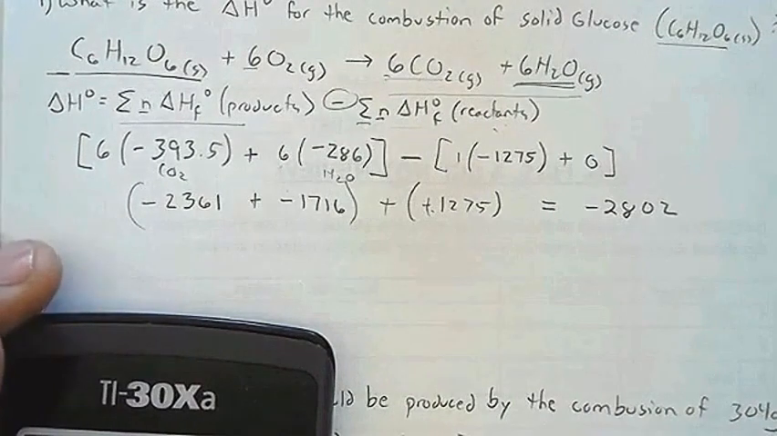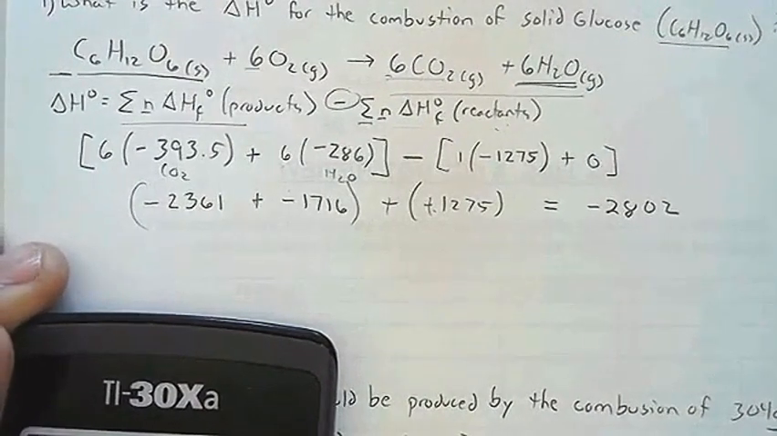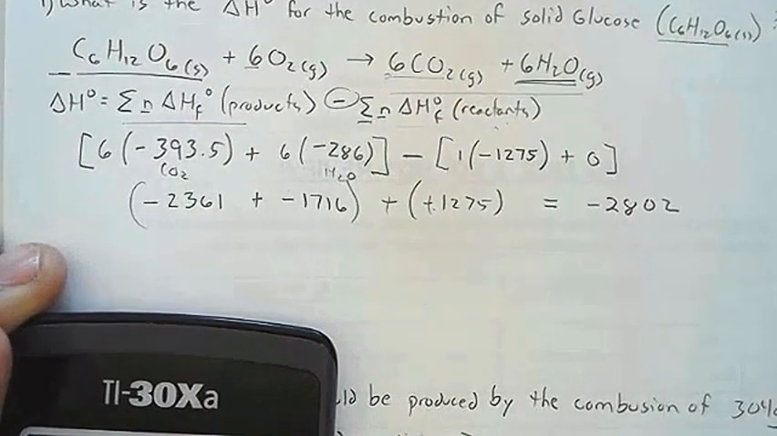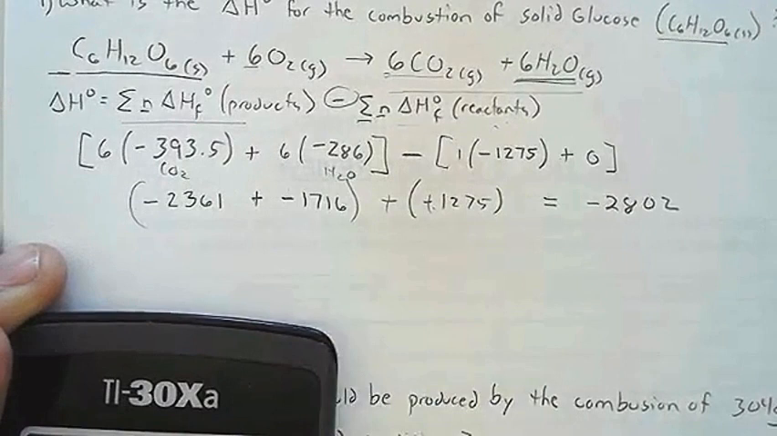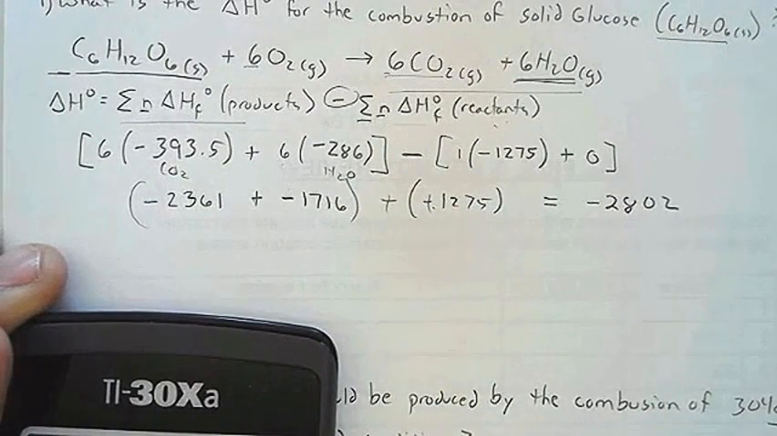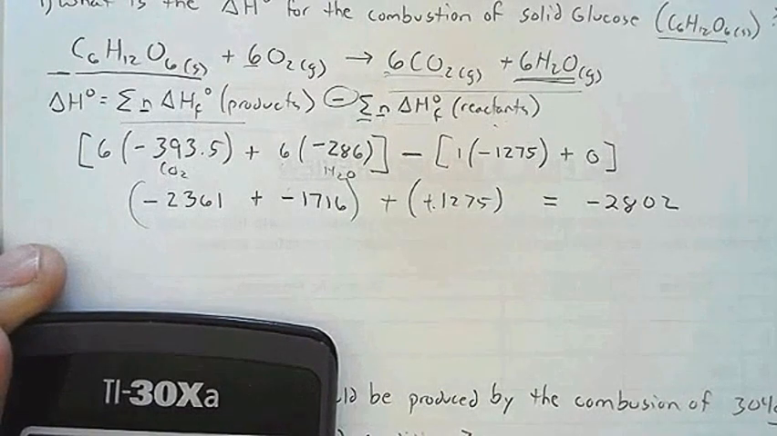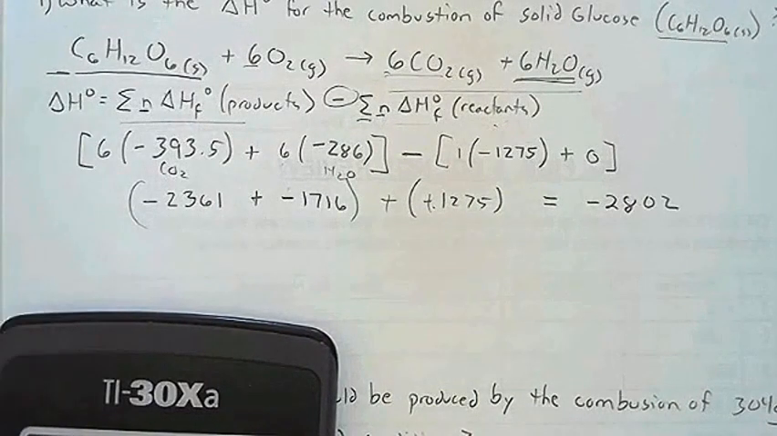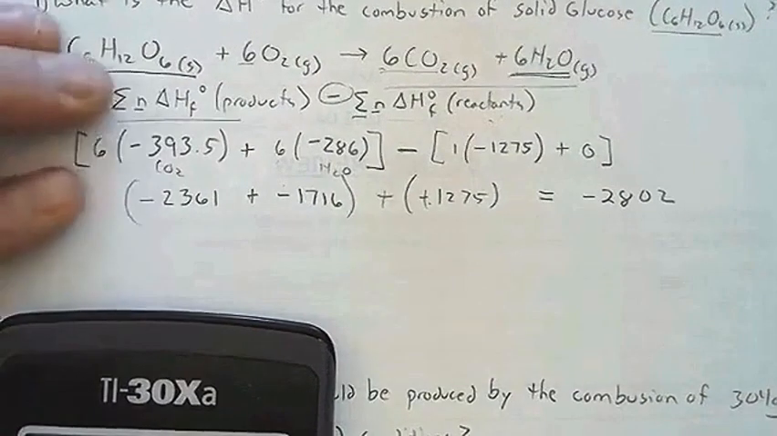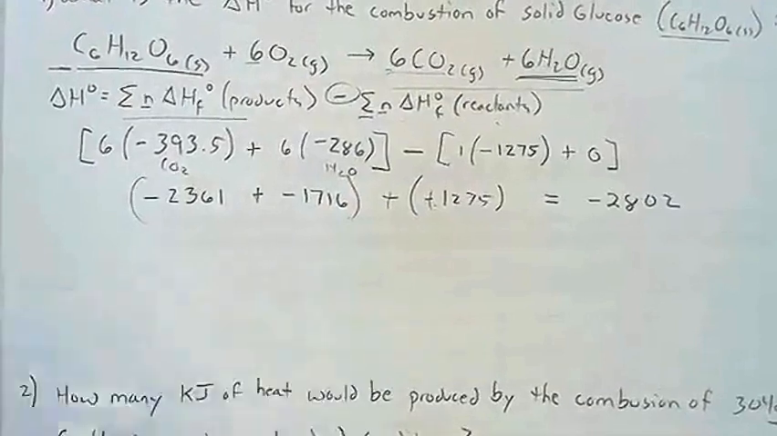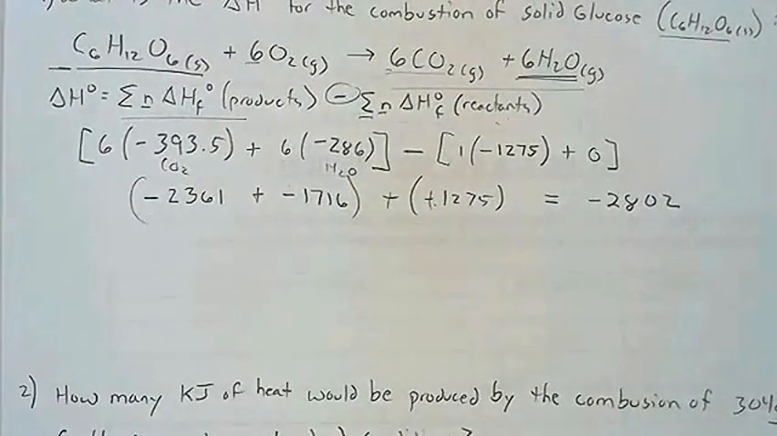And I'm going to double check just to make sure. So we have 6 times negative 393.5 plus negative 236. And then we're going to add that to 6 times 286. And I see where I made a mistake. I was going, that's not the right answer. I made a mistake up here. And I'm actually kind of glad I did it. I did it on purpose.